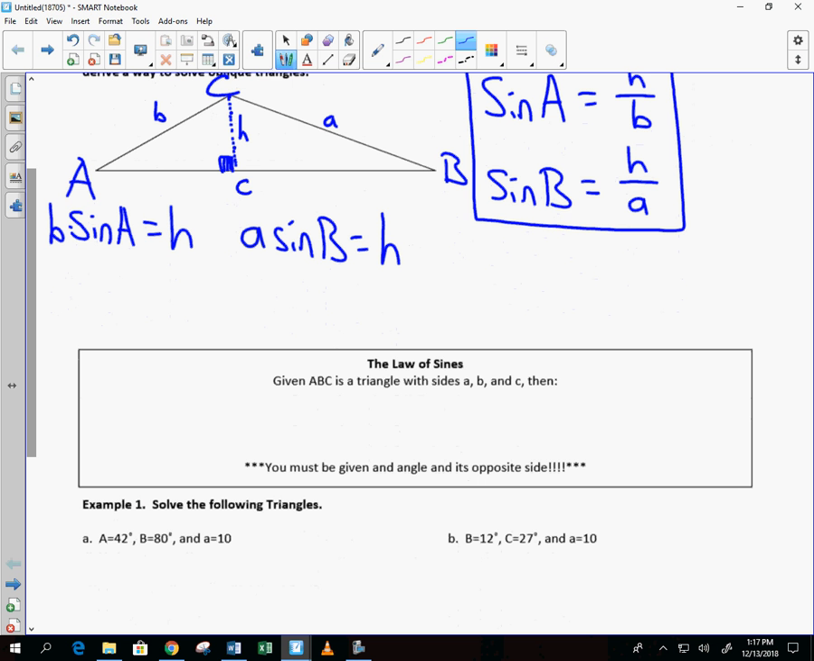Everybody remember at the beginning I said, what do we do if we don't have a right triangle? I'm going to get rid of the H right now. Watch. How can I get rid of this H? What can I put in place of that H? Isn't that equal to H? So all of a sudden I have a formula that says B times the sine of A is equal to A times the sine of B.